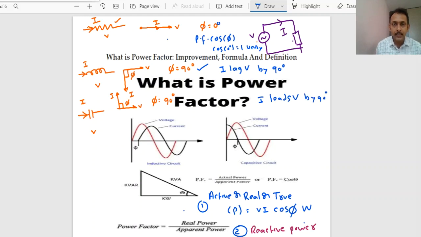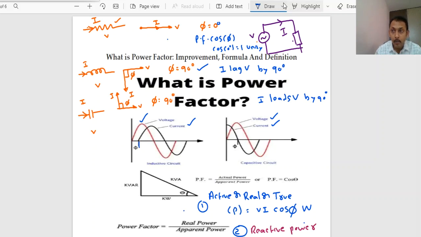So these are some of the basics, just to understand that if it is a resistive load, the angle will be 0. If it is an inductive load, 90 degrees, and a capacitive load also 90 degrees, but it depends. I lags the voltage if it is an inductive load, I leads the voltage if it is a capacitive load. This is what is shown here. If this is the voltage waveform and this is the current waveform, here the current is lagging the voltage by some angle phi. In this figure, current is leading the voltage by some angle phi. So these are some of the basics.